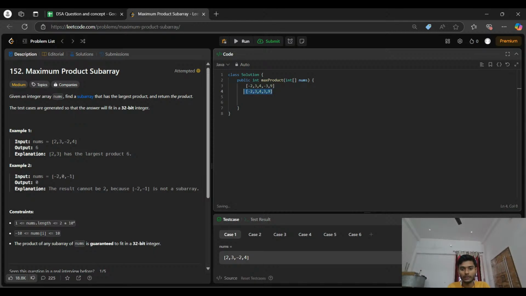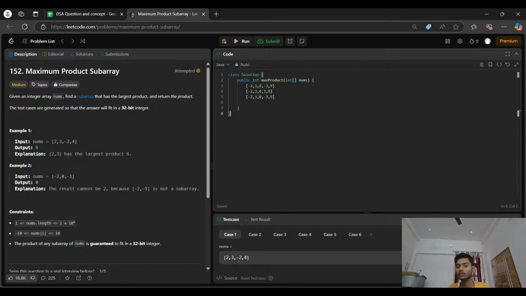Another condition is if it contains zeros. It hampers everything. If the number of negative numbers is even but a 0 also comes, it hampers everything. I only consider minus 2 into 3, and minus 3 into 9. The 0 breaks both segments. I take this and this. This is the maximum, 9 is the answer.